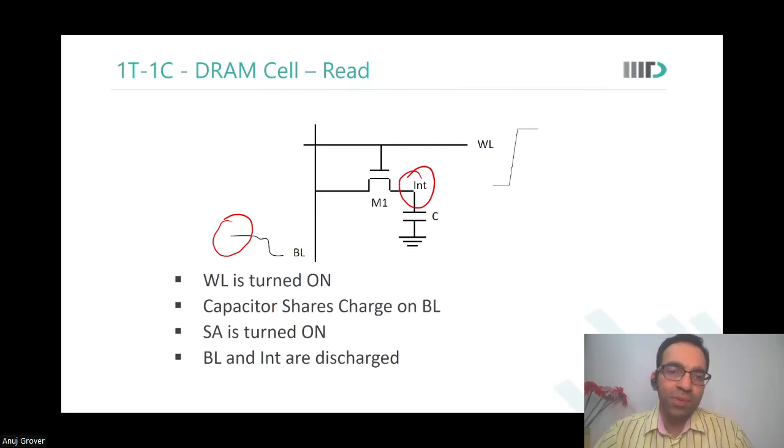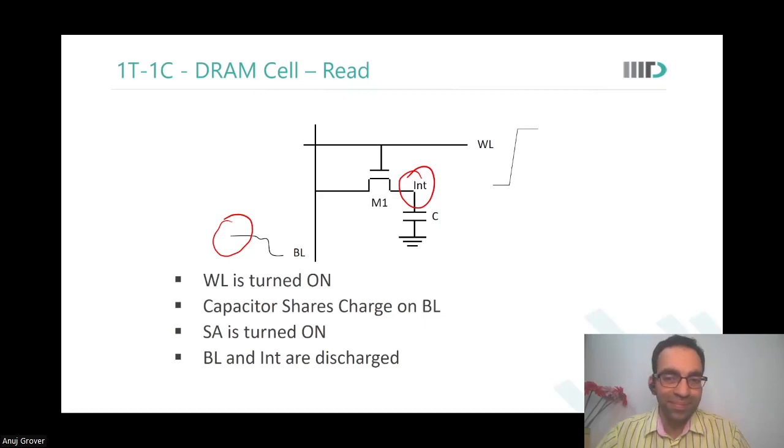So when you want to read this particular cell, what do you do? You turn the word line on. What happens? At once CBL and C store get connected. Again, charge sharing happens. And you sense which direction the charge sharing is in, and determine if C stored a 0 or a 1 through the sense amplifier. And the sense amplifier now discharges both bitline and INT or charges both bitline and INT.